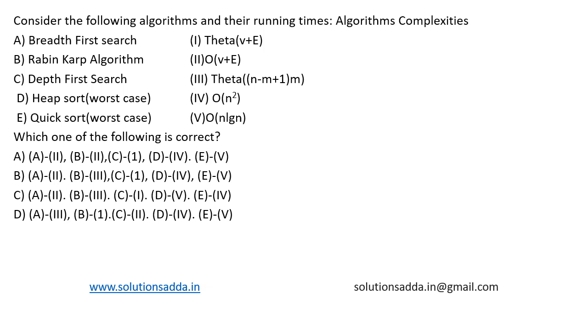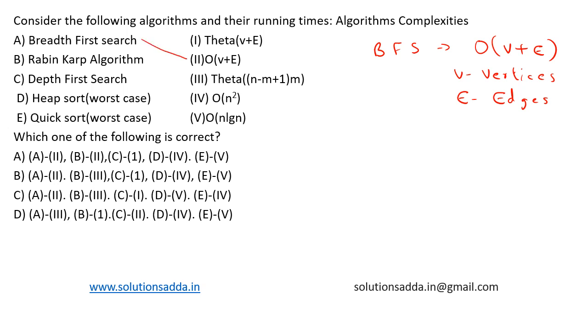So first one is BFS. BFS stands for breadth first search, and the time complexity is order of V plus E, where V represents the number of vertices and E represents the number of edges. So in BFS, it is a breadth first traversal of a tree. So A is mapped to 2, and with BFS we can say that the time complexity is increasing linearly with the number of vertices and edges.